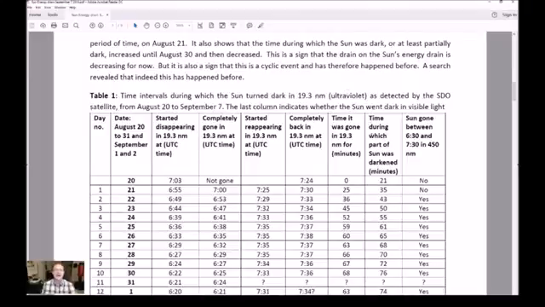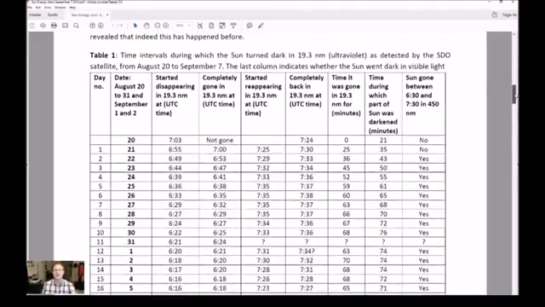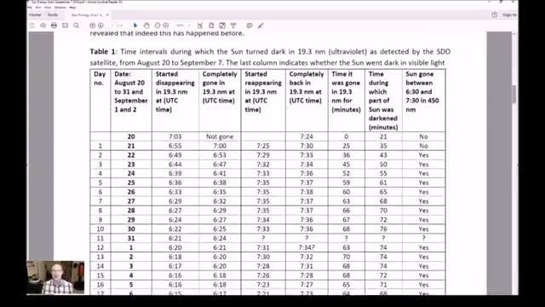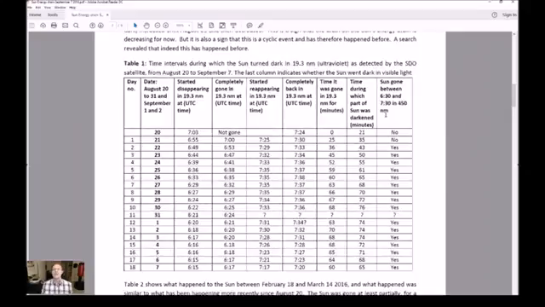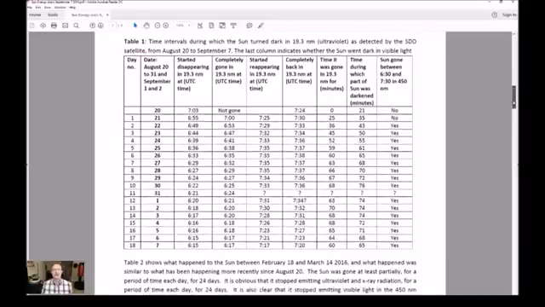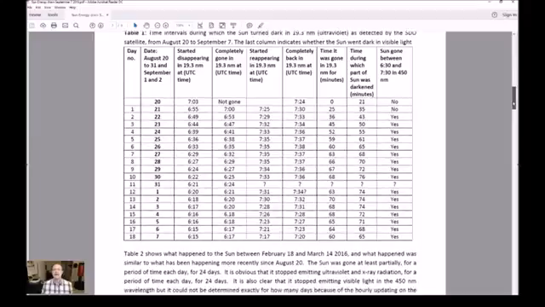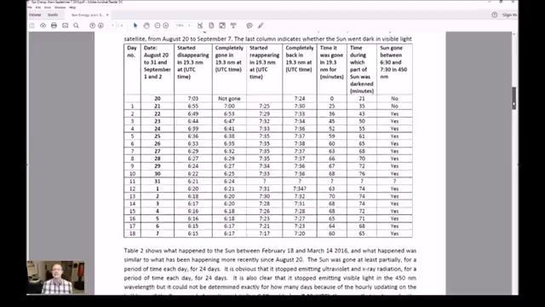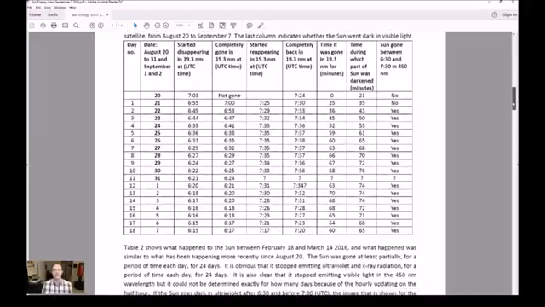Table 1: time intervals during which the sun has turned dark in the 19.3 nanometer ultraviolet wavelength as detected by SDO, the Solar Dynamics Observatory satellite, from August 20th to September 7th. The last column indicates whether the sun went dark in the visible light spectrum.